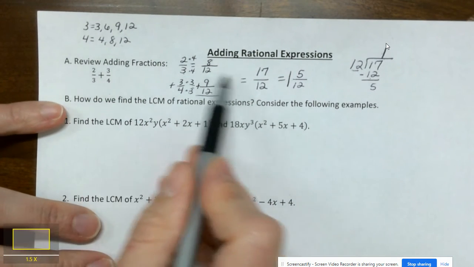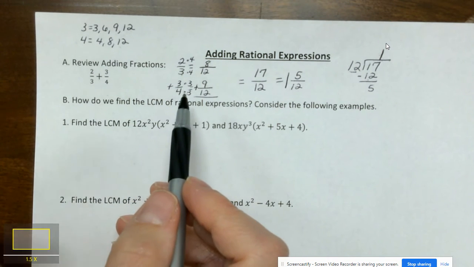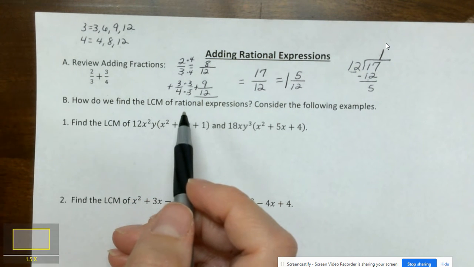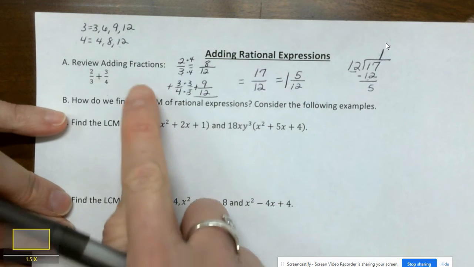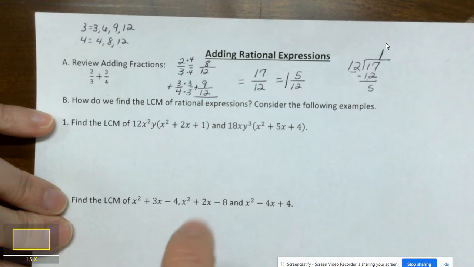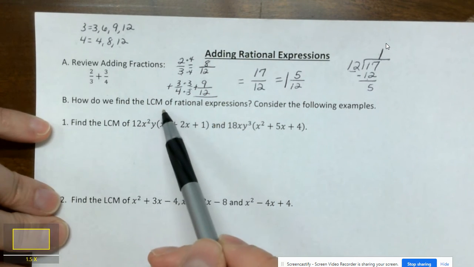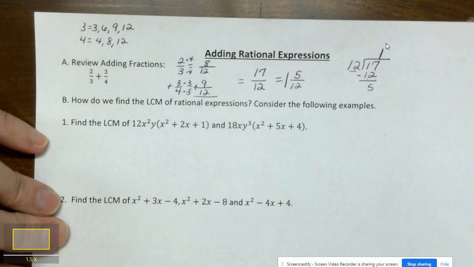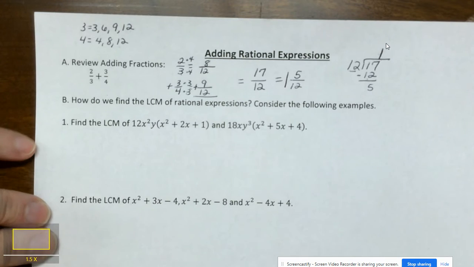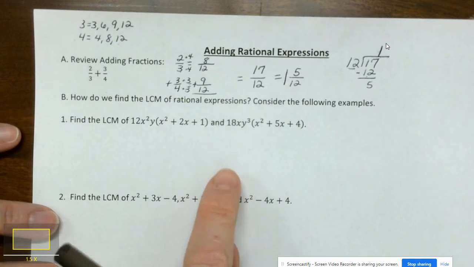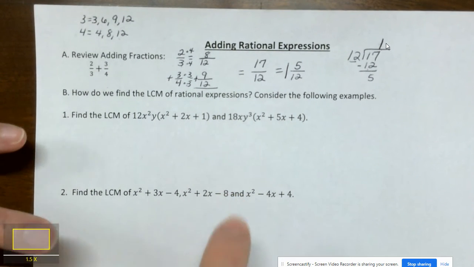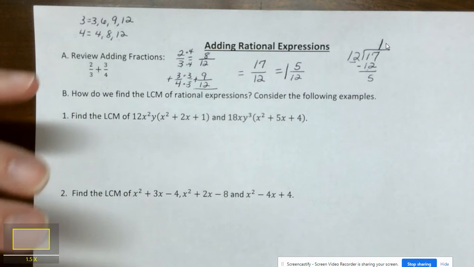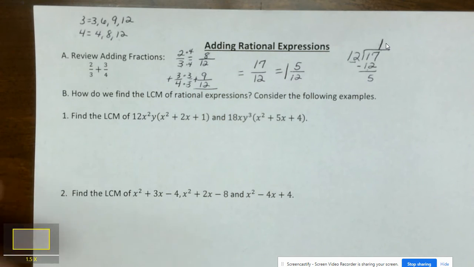Now, that is just a reminder of what you have to do in order to get a common denominator, how we did it back in elementary school. So how do we find the least common multiple of these rational expressions like we're looking at? So let's consider these two examples here. And I will tell you that the two examples I'm doing here are probably harder than what you're going to be looking at in the problems that we're going to do later, okay?